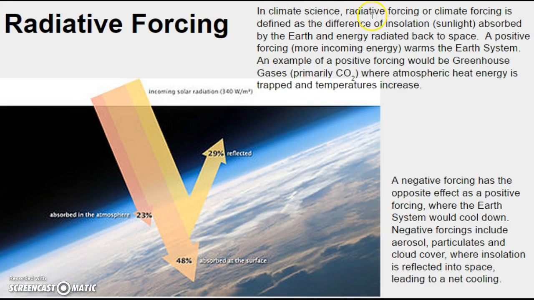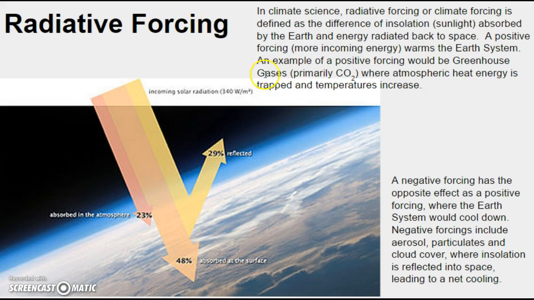So let's look at that. In climate science, radiative forcing or climate forcing is defined as the difference between insolation, the incoming solar radiation absorbed by the Earth, and the energy radiated back to space. A positive forcing, more incoming energy, warms the Earth system. An example of a positive forcing would be greenhouse gases, primarily carbon dioxide. This is the signature for warming of the planet. It holds on to heat.